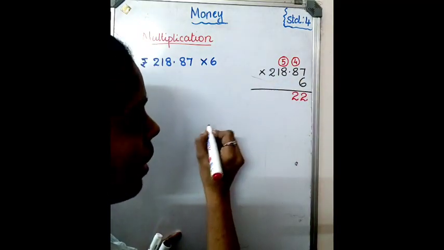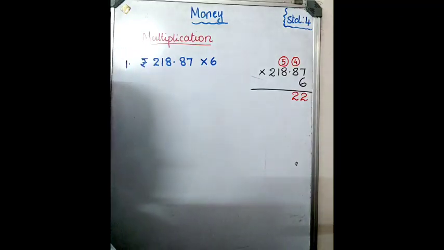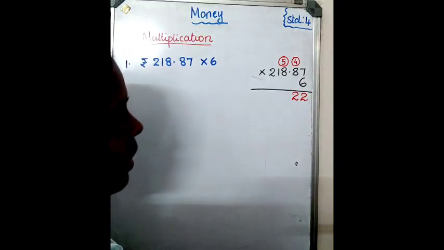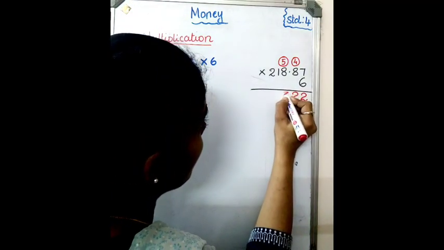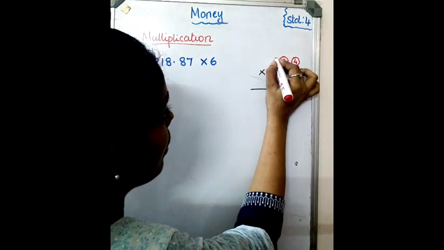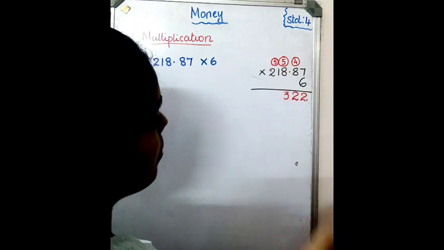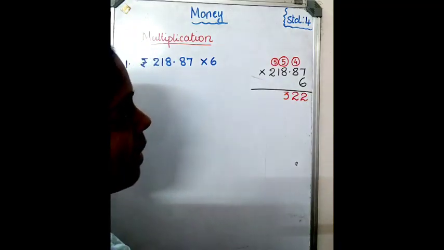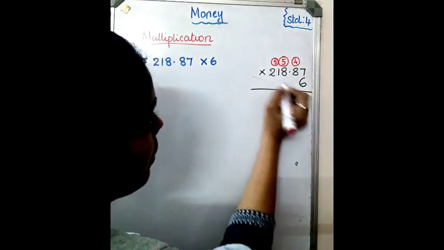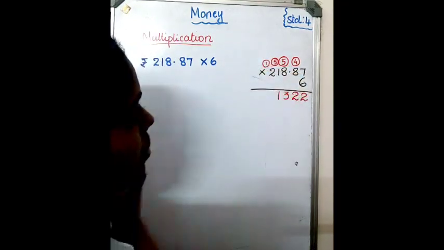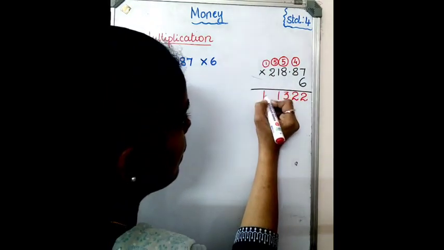6 8s are again 48. 48 plus 5 is 53. For 53 we write 3 here. 5 carry over goes to the next place. 1 6 is 6. 6 plus 5 is 11. For 11 we write 1 here. 1 carry over goes to this place. 2 6s are 12. 12 plus 1 is 13.